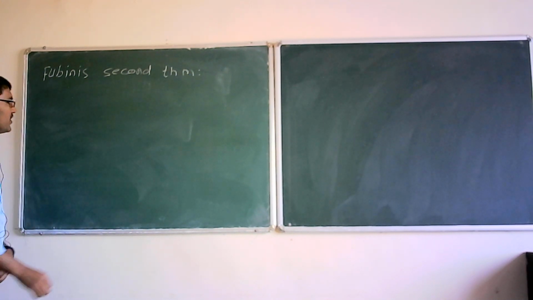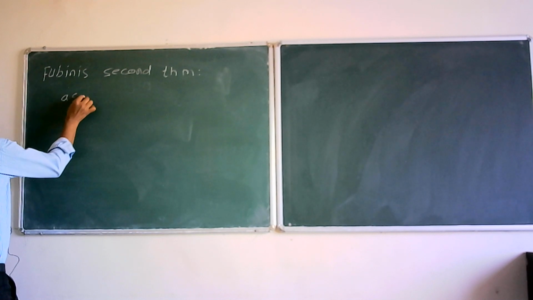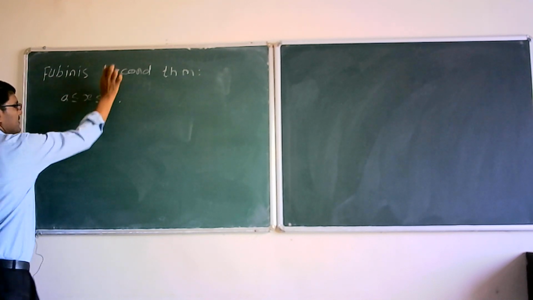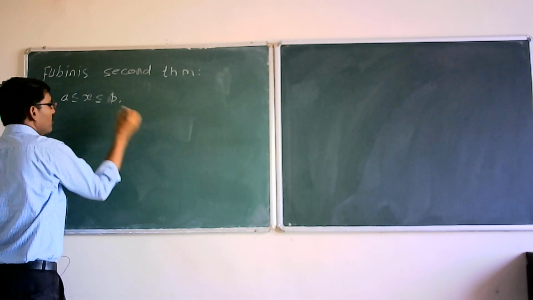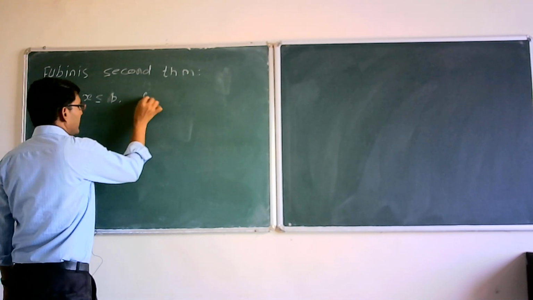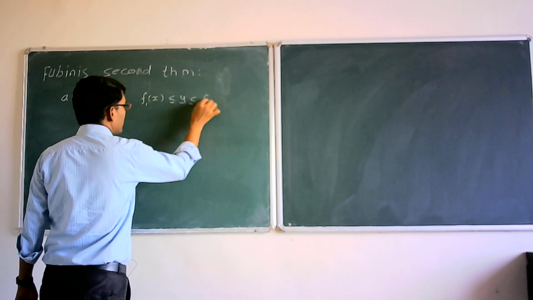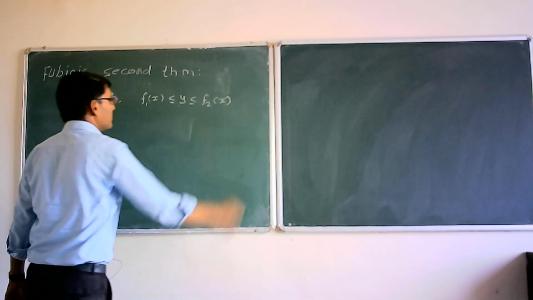Okay, suppose your limit of x is given, it is a constant, a is less than or equal to x less than or equal to b, but your limit of y is given in terms of f1(x) less than or equal to y less than or equal to f2(x).